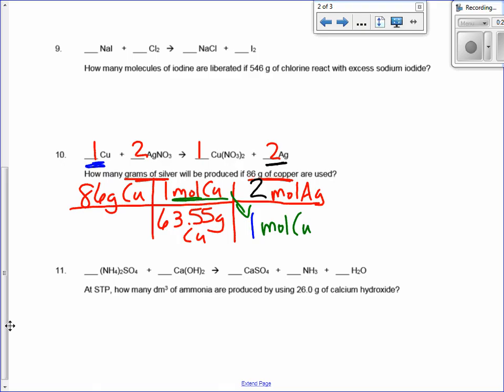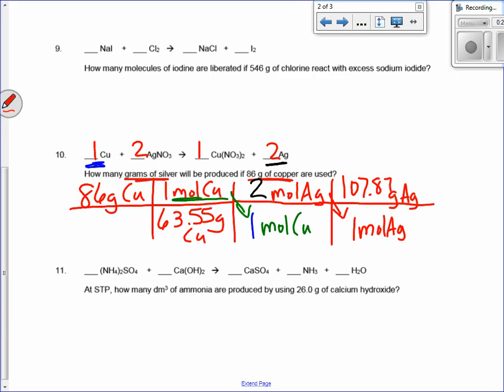Now last step, because it doesn't want moles, it wants grams. We have to do one more where we get rid of our moles of our silver and we go to grams of our silver. Silver we already said was 107.87. Okay?